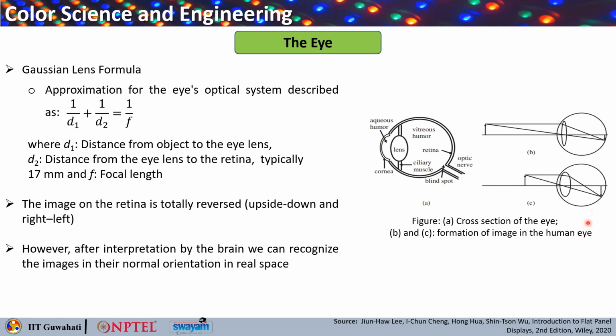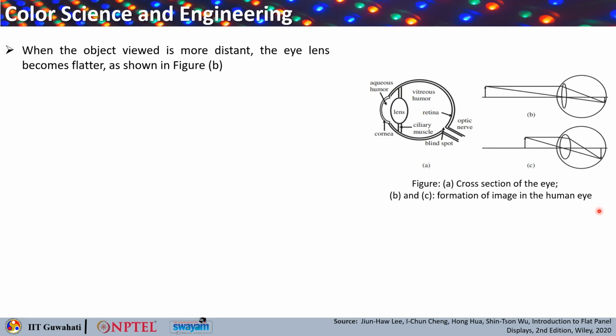Now one thing you can observe here is that the image that forms on the retina is reversed. That means it is upside down and right to left. However, when the interpretation is done by the brain, it can recognize the images in their normal orientation in real space. That is the beauty of God's engineering.